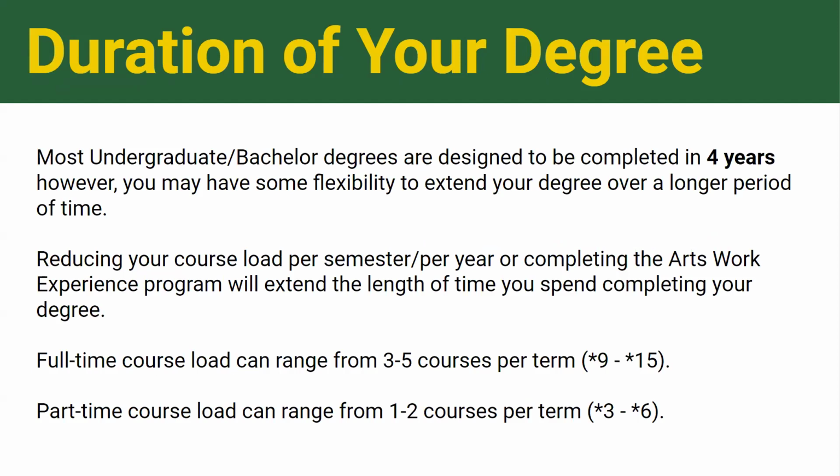So for the duration of your degree, most undergraduate bachelor degrees are designed to be completed in 4 years. However, you may have some flexibility to extend your degree over a longer period of time. Reducing your course load per semester or per year or completing the arts work experience program will extend the length of time you spend completing your degree. Full-time course load can range from 3 to 5 courses per term or 9 to 15 credits, and part-time course load can range from 1 to 2 courses per term or 3 to 6 credits.